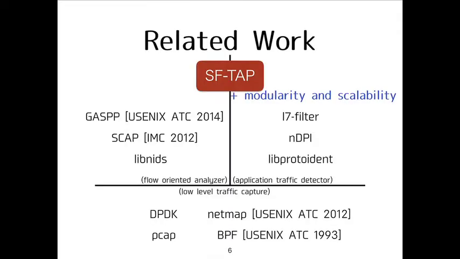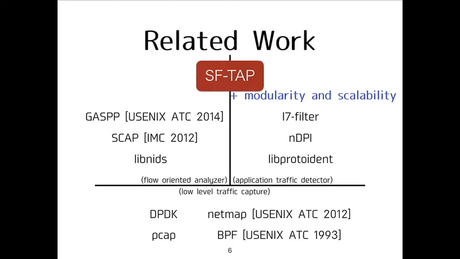Then we show related work and our work. Here we classify related works into three classes. The first class is for low-level traffic capture. For example, DPDK and Netmap, which are currently under development, fit into this class, and PCAP and BPF, which maybe you know, also fit into this class. The second class is for flow-oriented analyzers. GASP, SCAP, and LISA15 fit into this class.